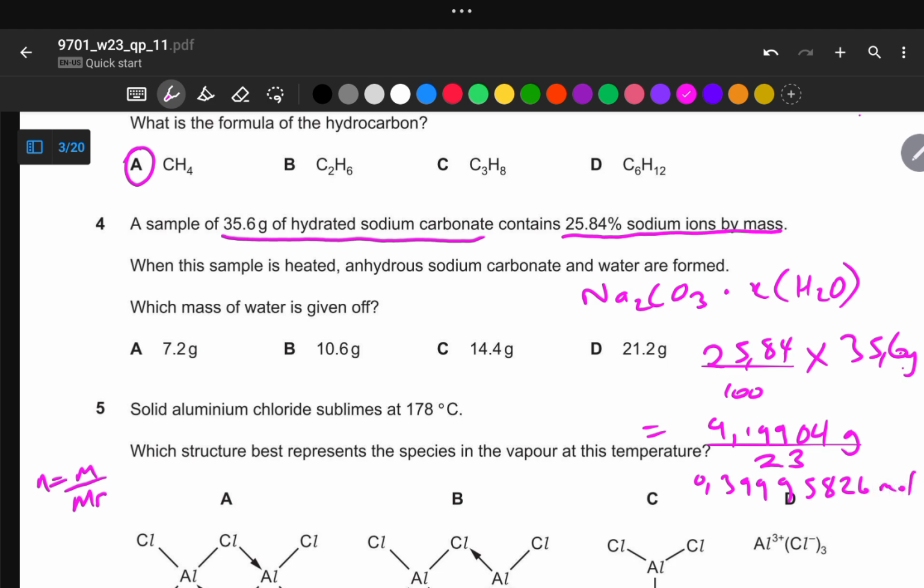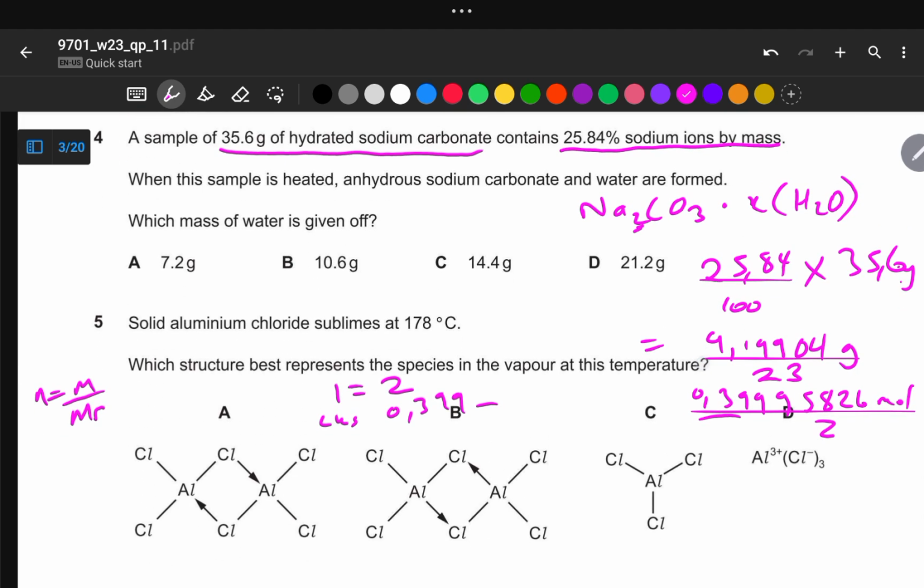In sodium carbonate, we have 2 moles of sodium for every 1 mole of sodium carbonate. So 1 is equal to 2. What about this number, 0.399 and so on? So we're going to have less. We divide this one by 2, right? So we divide by 2, and we're going to get 0.19997913 moles of sodium carbonate.